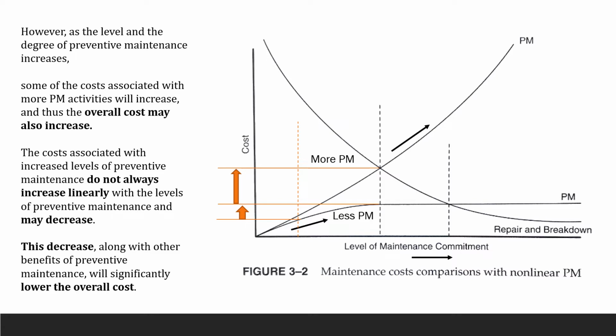So that's what it's saying. The decrease is going to significantly lower the overall cost of maintaining that system. In other words, doing a steady preventive maintenance, with the same cost, is better than doing the PM with less commitment.